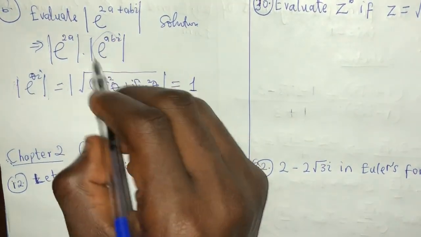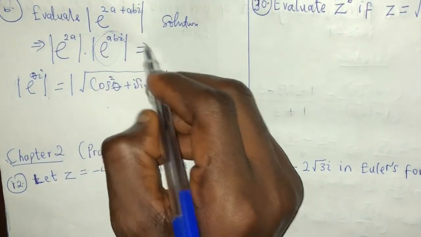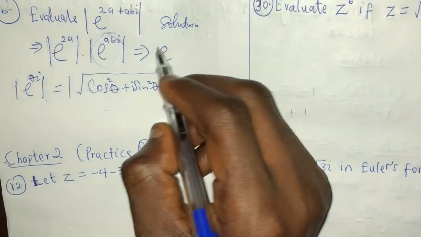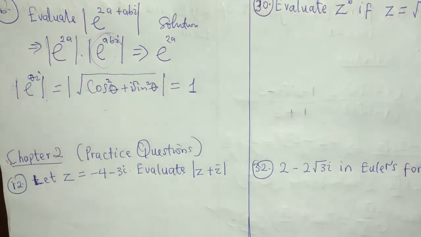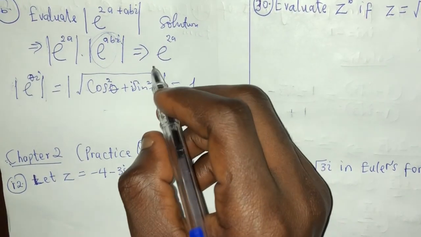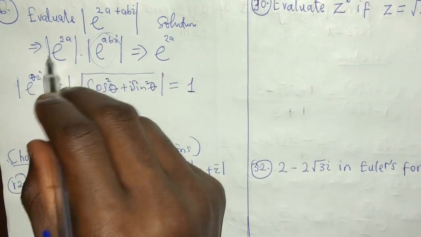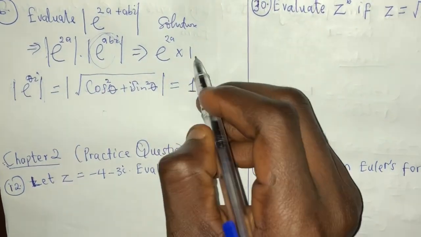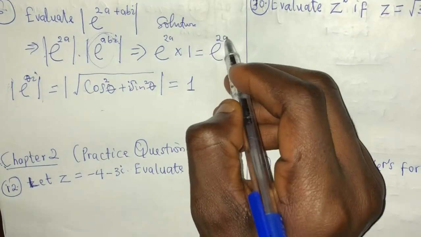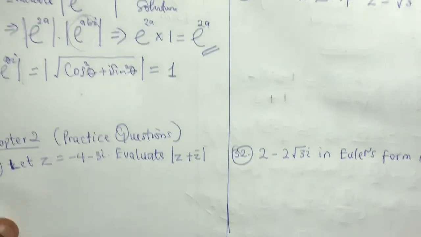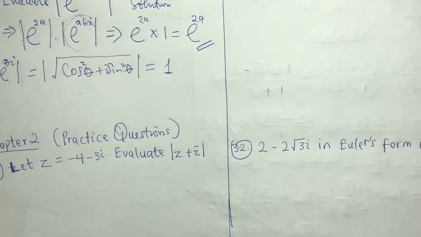So since that's the case, everything here is equal to 1, and our answer is going to be e to the power of 2a, right? The absolute value of e to the power of 2a will now become e to the power of 2a times 1, which is now e to the power of 2a, and this is our final answer.